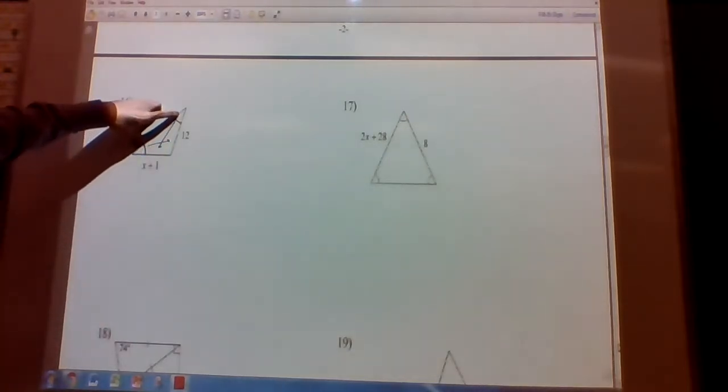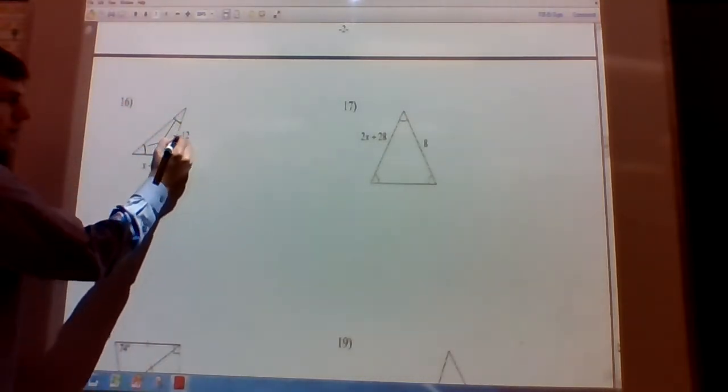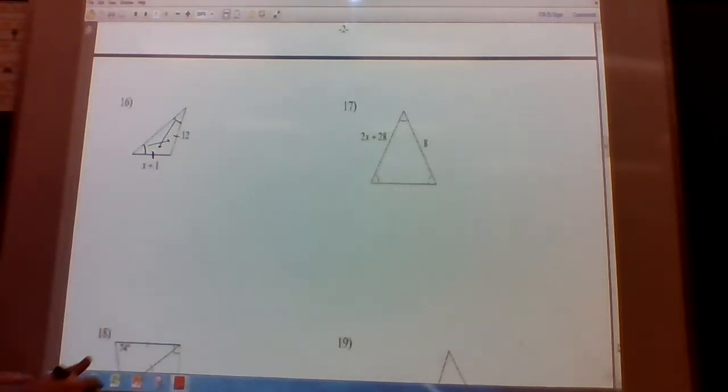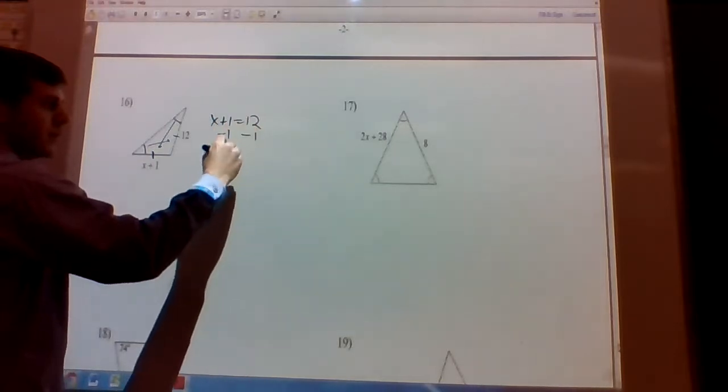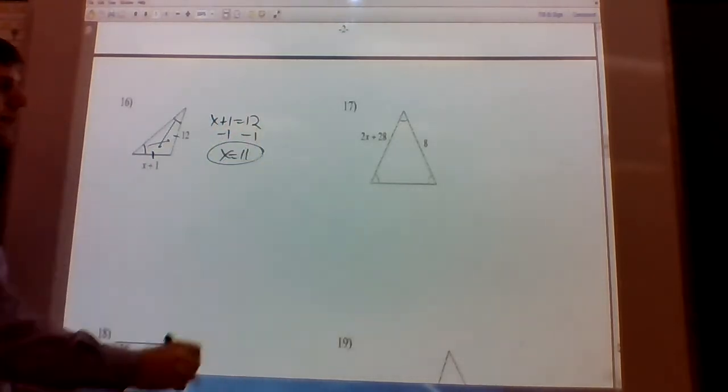So since these two angles are congruent, these two sides are the same. So x plus 1 is going to equal 12. Subtract 1 from both sides. X is going to equal 11.